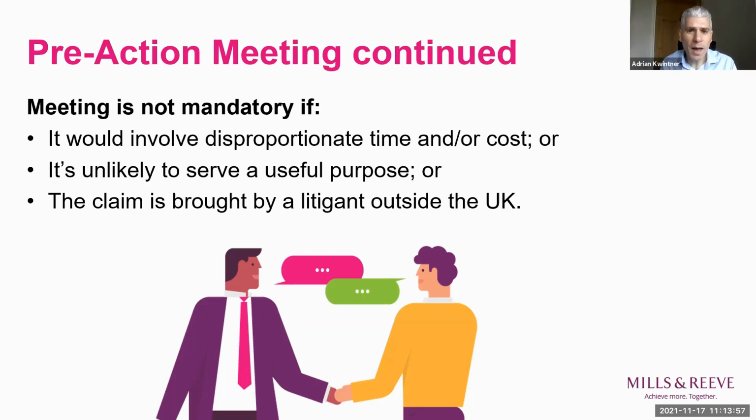Well, if the parties have met, the protocol process is meant to conclude after the meeting. If no meeting takes place, the protocol process is meant to conclude 14 days after the meeting should have taken place. But in practice, the parties might continue to engage without starting court proceedings, and we often see that happen. But the protocol does aim to avoid protracted exchanges.